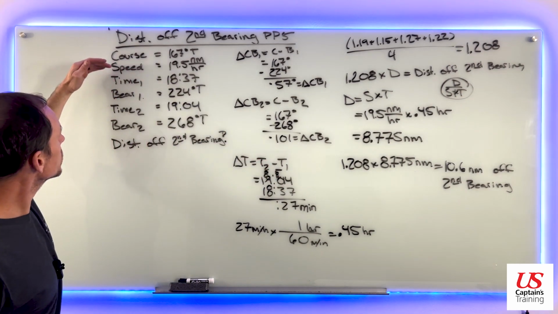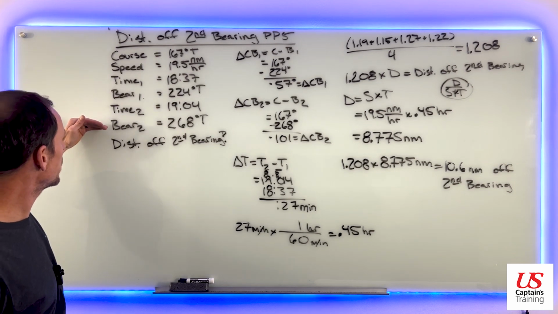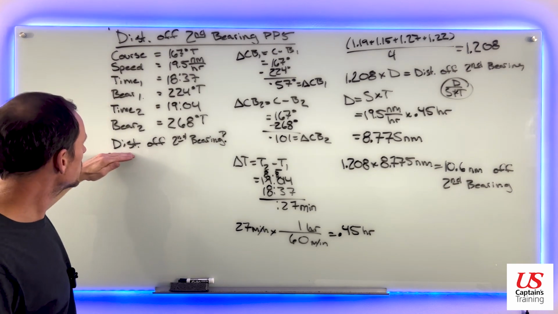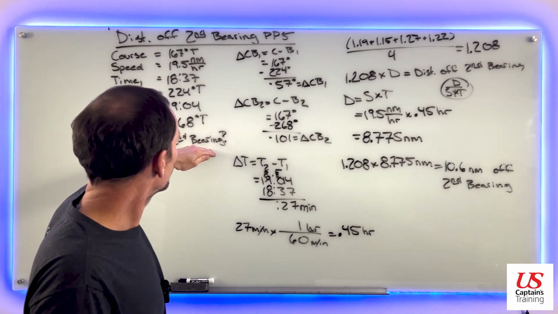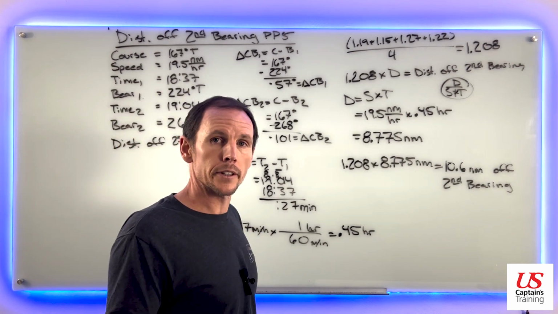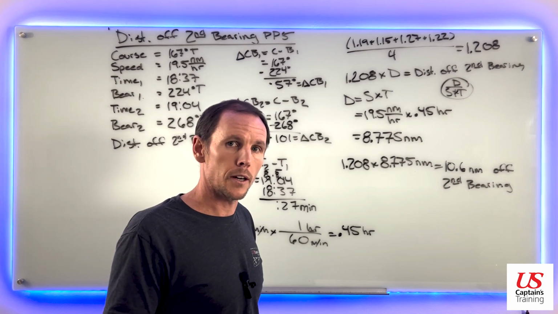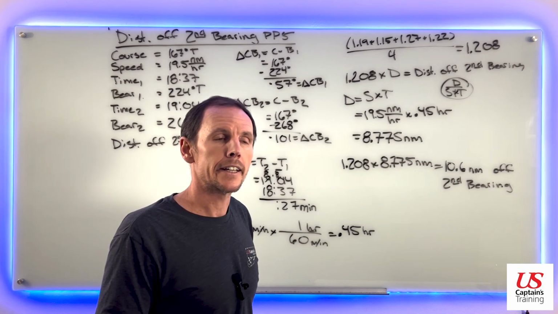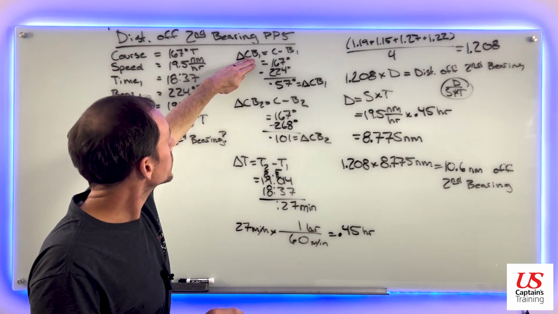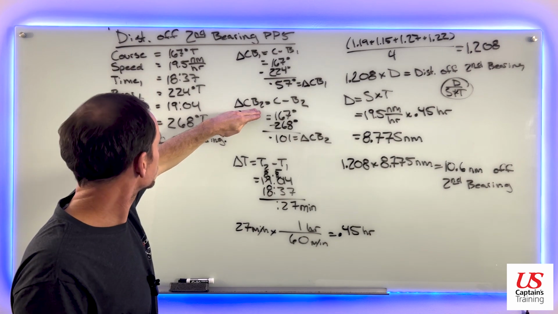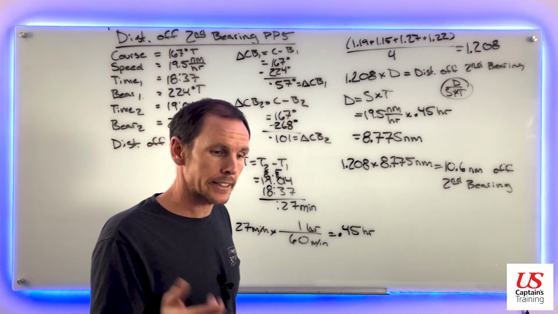It gives us course, speed, time 1, bearing 1, time 2, bearing 2, and asks us, what's the distance off the second bearing? And so there's a table in the Bowditch. Table 18 describes the distance from the second bearing given the change between course and bearing 1 and course and bearing 2. So we calculate this and we can get into that table.